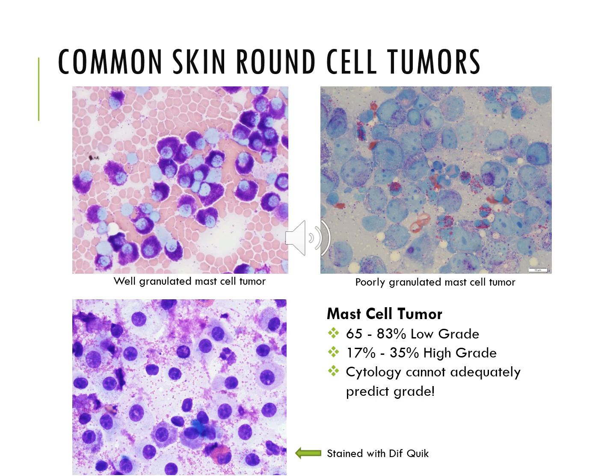And so you can get very different appearances with the same type of tumor when you're talking about mast cell tumors. And so the overall majority of them are low grade, about 65 to 83%. However, there are some that are high grade, and those tend to behave much more aggressively.